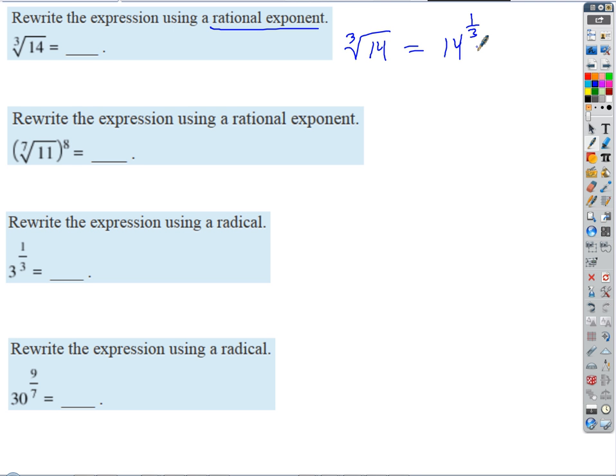Okay. So what about this one though? This is going to be a little different. Right now, the next example. We want to rewrite the 7th root of 11 to the 8th power. Distribute. I mean, not exactly. Let's talk about it.